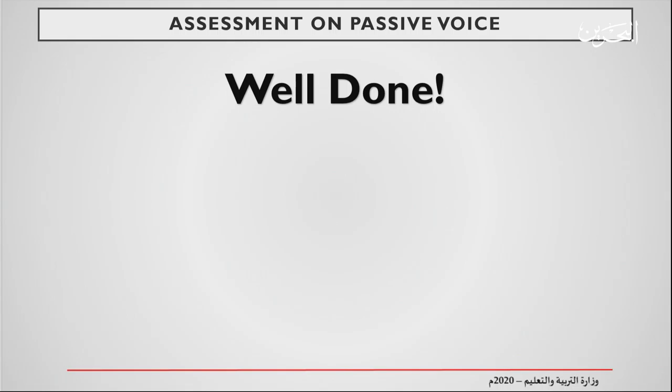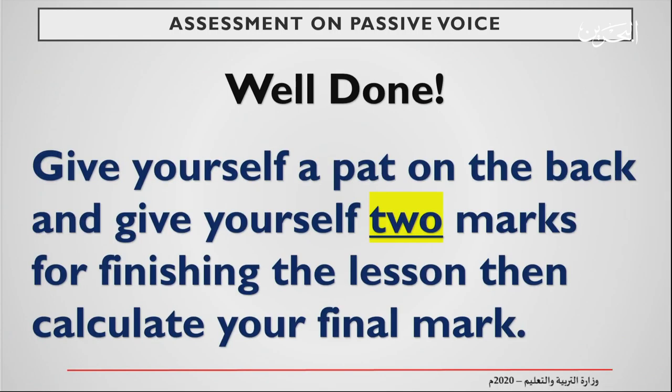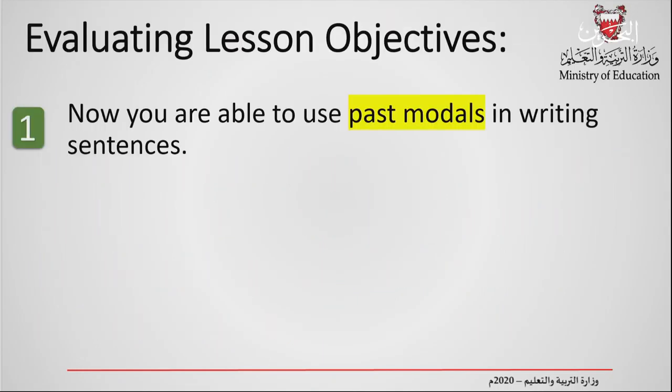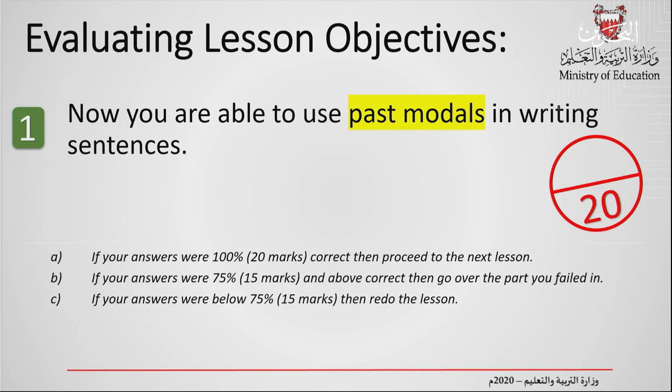Well done. Give yourself a pat on the back for finishing the lesson, plus 2 marks, and calculate your final mark. Evaluating lesson objectives. Now you are able to use past modals in writing sentences. And you have a mark of 20. If you have 100% correct answers, that means 20 marks, then you can proceed to the next lesson.